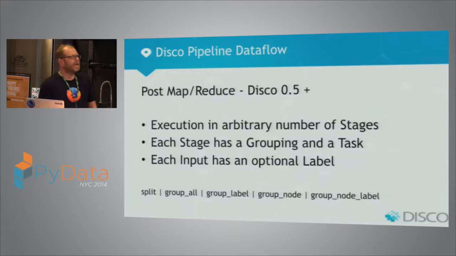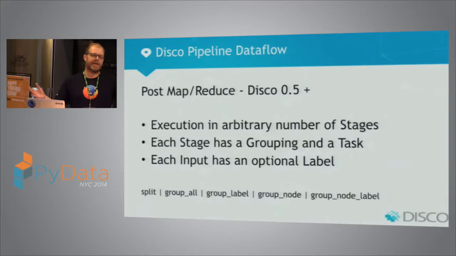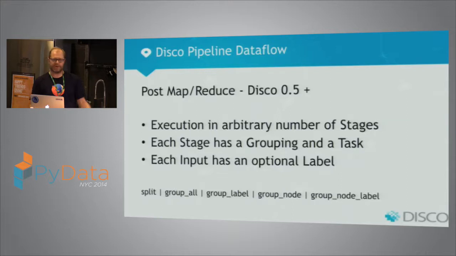Okay, so when I talk about post-MapReduce, what am I talking about? We've generalized the execution into not just map, shuffle, reduce. It's any arbitrary number of stages. Each stage has a grouping, which is how data is collected for the stage, and a task, which is a user-defined function. Actually, it's more sophisticated than that, but that's the essential idea behind it, to break it into stages. There's a bunch of different types of stages, listed along the bottom here, and I'll quickly go over them because we don't have a lot of time, and then give a couple of examples of what a pipeline in Disco looks like, and we'll look at some code too.